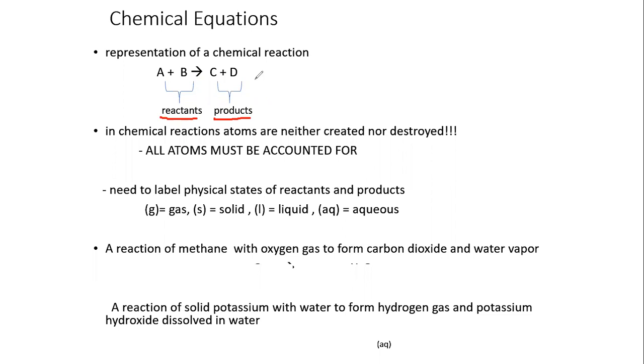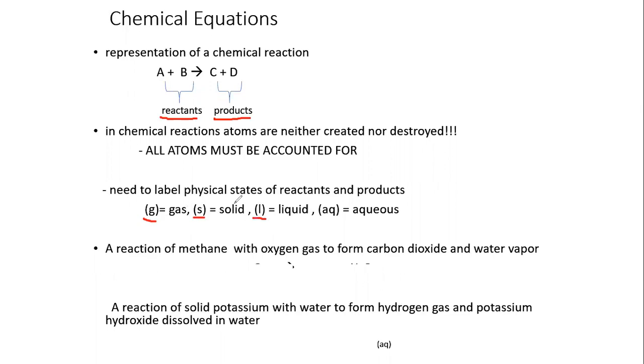Now, for chemical reactions, we also have to indicate the physical states of our reactants and products. So the common subscripts that we use for physical states are things like G for gas. So if something is a gas, we have to indicate that it is a gas. S for solid, and L for liquid.